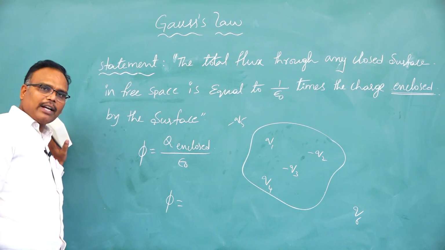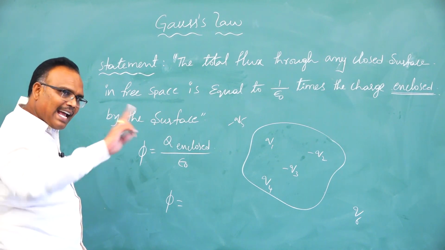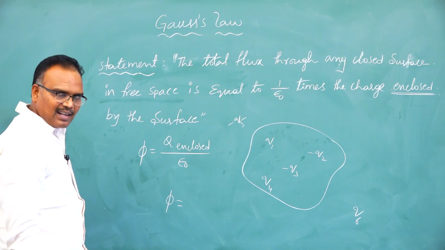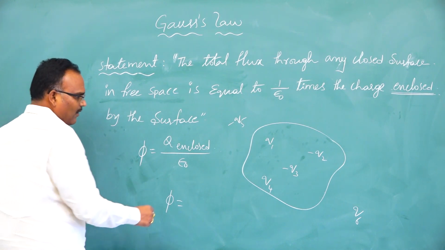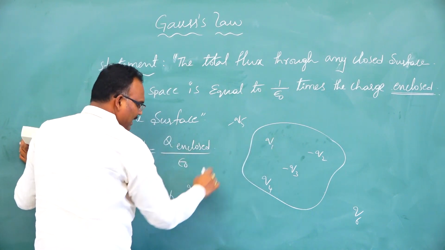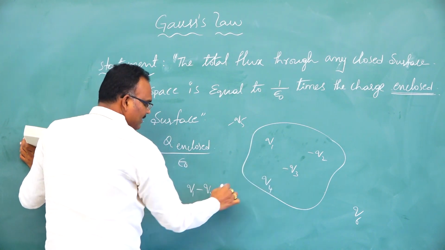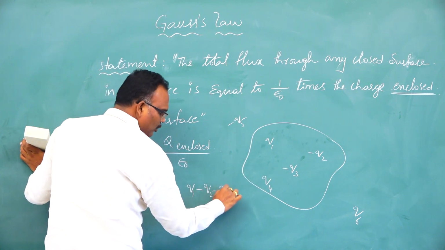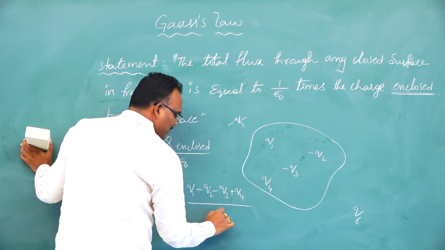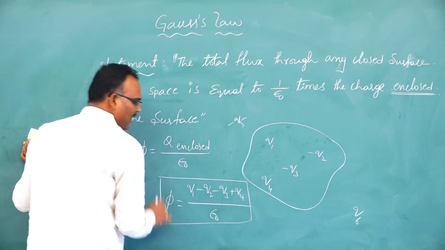When you are dealing with vector physical quantities, there is no need to take the sign of the charge because the direction will take care of that negative sign. This we have already covered in the previous classes. So now flux phi is equal to Q1 plus, but the minus sign is there, so minus Q2, plus, but the minus sign is there, plus into minus is minus Q3, plus Q4, divided by epsilon naught. This is the flux through the Gaussian surface.